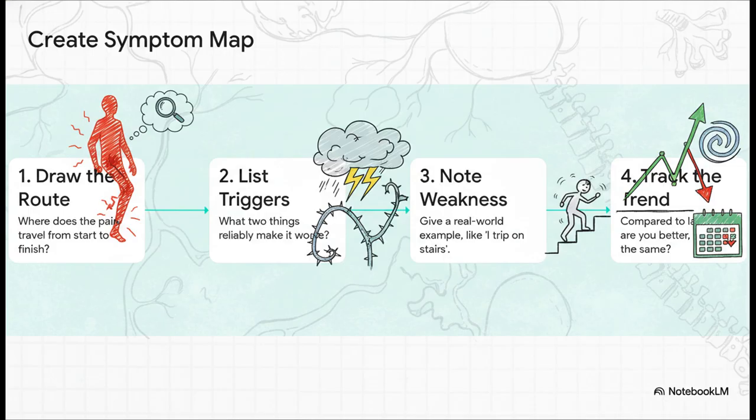And here is something you can do today, right now, in literally 60 seconds. Create your symptom map. Just ask yourself, where exactly does the pain travel? What two things reliably make it worse? Can you give a real-world example of weakness, like I'm tripping on the stairs? And maybe most importantly, what's the trend? Compared to last week, are you better, worse, or the same? Being a clear narrator of your own story is the most powerful tool you have.